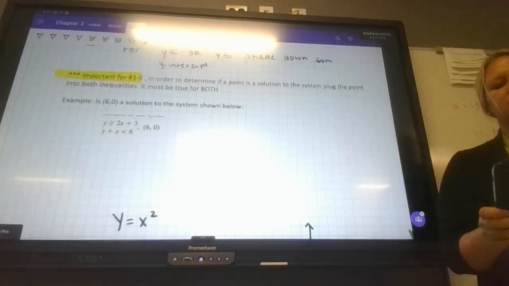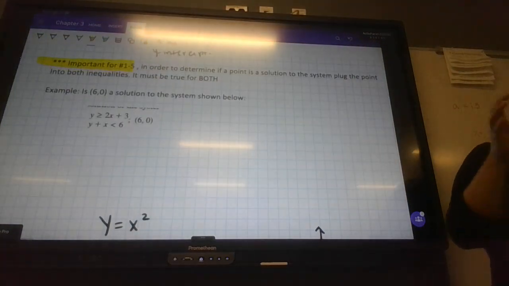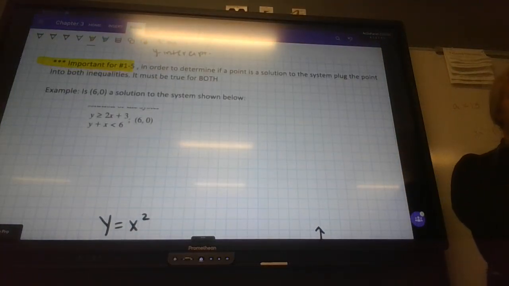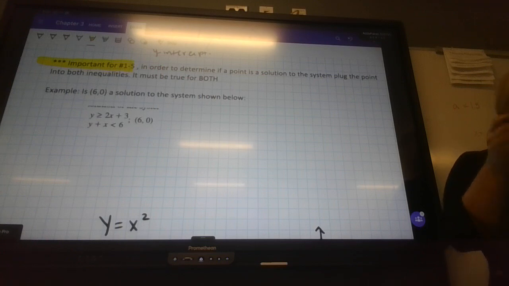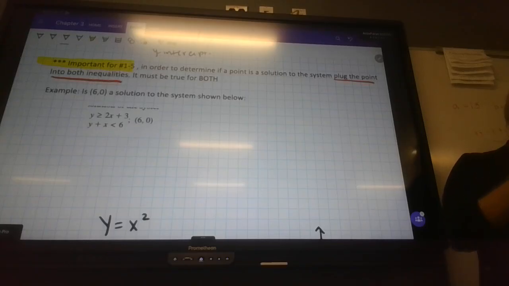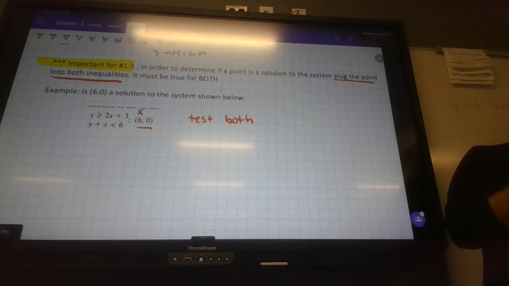This is the second type of problem. So the first type of problem is to graph, find where they overlap. The second type is to determine if a point is a solution. In order to do that, you plug the point into both inequalities, and it must be true for both. So in this example, is 6, 0 a solution? So we'll test both. That's x and that's y. So I'm going to do is 0 greater than or equal to 2 times 6 plus 3.